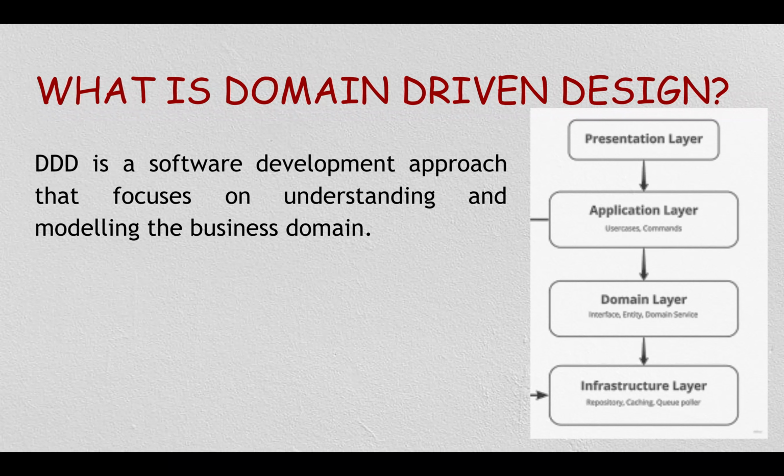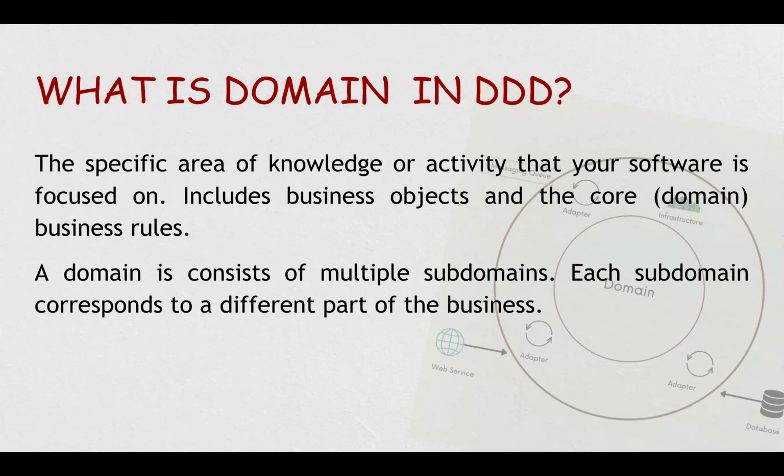So, a regular software has layers: the presentation layer, the application layer, the domain layer, and the infrastructure layer. So, I'm going to be diving deep into the domain layer in this video. So what is domain in domain layer? The domain of the domain layer means the area of knowledge or activity that your software is focused on. And this includes business objects and the core domain business rules.